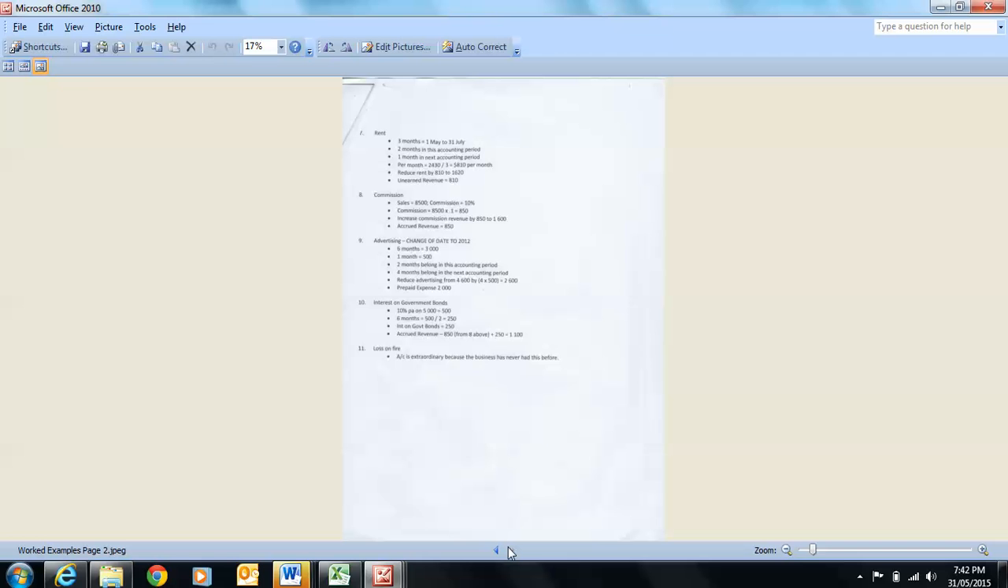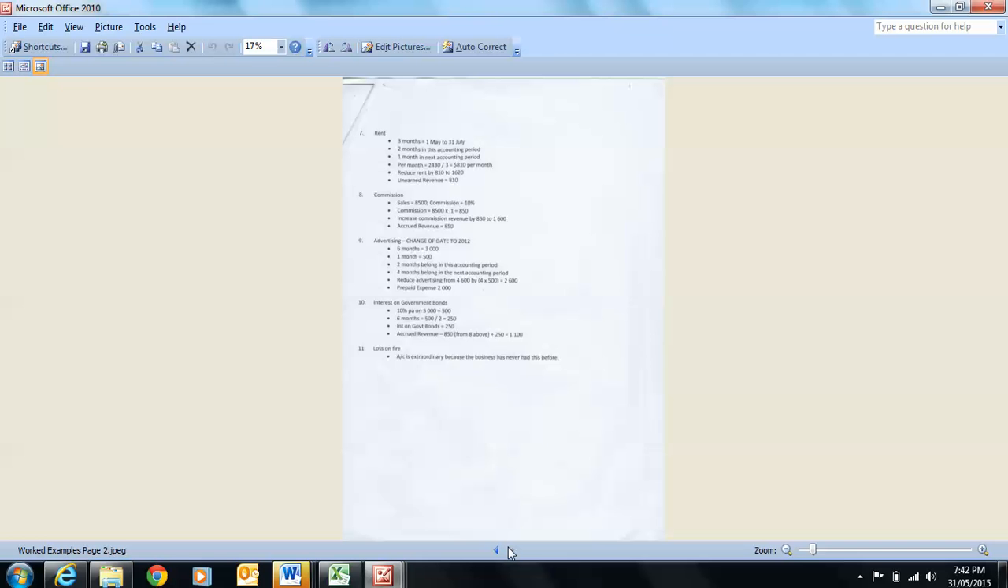Advertising. In this case, we've prepaid a whole lot of advertising, so we're looking at a prepaid expense. It's a 6-month campaign that we paid $3,000, so it's $500 a month. 2 months, $1,000 belong in the accounting period, but 4 months are in the next accounting period. Right, so that 4 months is worth $2,000, so we've got a prepaid expense of $2,000, and we reduce advertising to $2,600, reduce it by that $2,000 amount. And then we've got a calculation on government bonds.